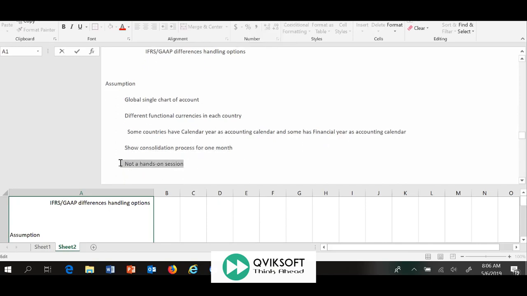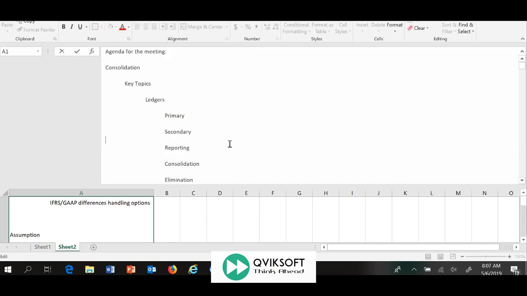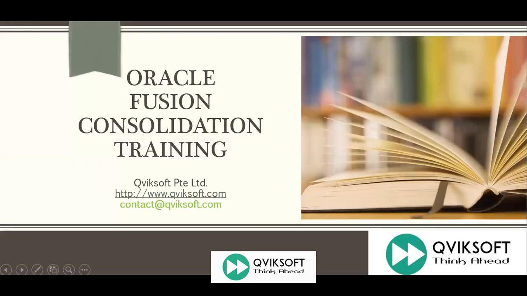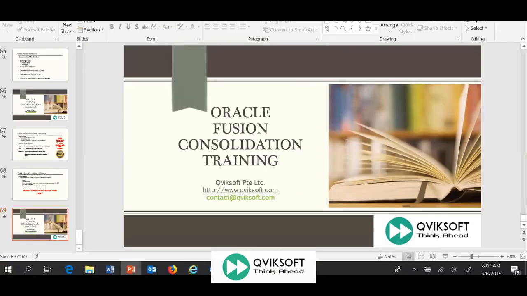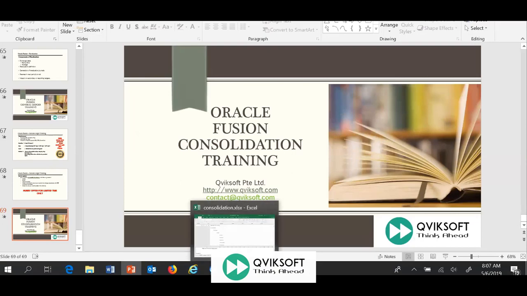And again, as we discussed, this is not a hands-on session. This is more of a sharing session, where I will explain all the concepts in detail so you understand, and then maybe later when you need, you're able to implement those solutions. Before I go to the system, I need to explain a few things so that you understand how it works.